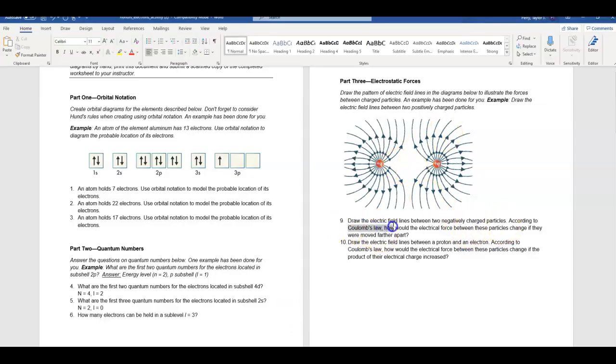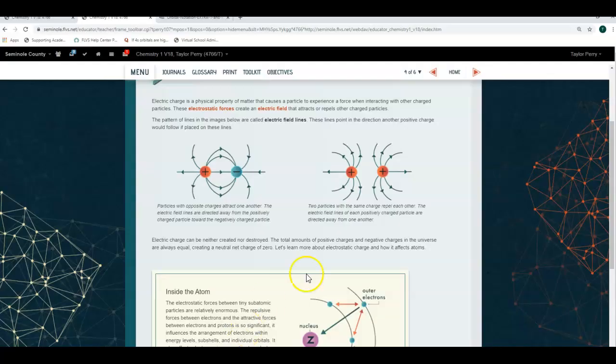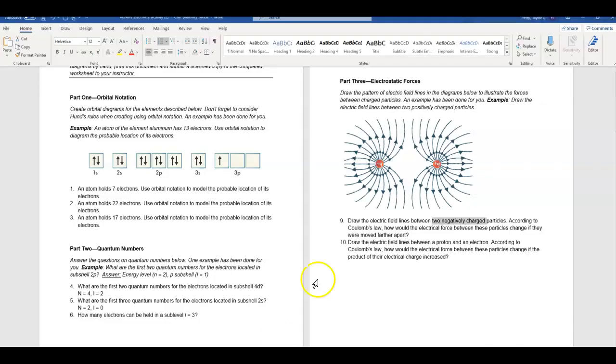It also says, according to Coulomb's law, because it's asking you to draw the electrical field lines between two negatively charged particles. Well, look here. It says if something has the same charge, so you have two, well, these are two protons, but let's say you have two negatively charged particles, it's going to look exactly the same. They're going to be repelling each other. So that's your answer right there. The only difference is it would have a negative symbol instead of a positive symbol.